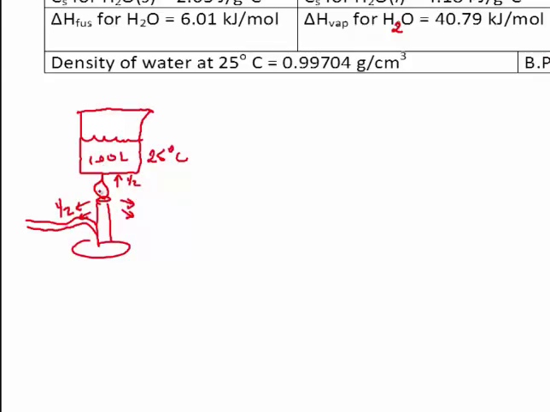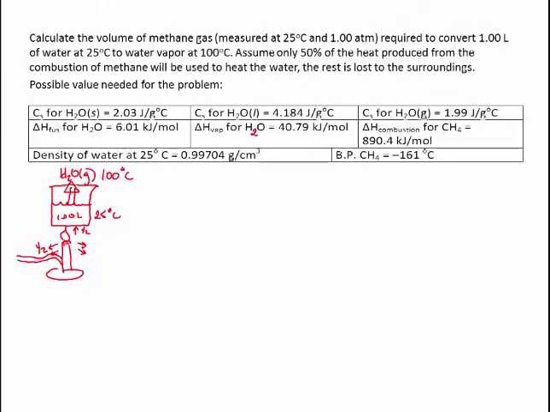Half the energy is going to go into there, and I want to know how much energy, or how much methane, has got to burn to convert this all the way from a liquid to a gas, which would be steam, at 100 degrees Celsius. So I'm just going to boil it away. So let's look at the information that's happening here, and then let's translate it to what's happening here.